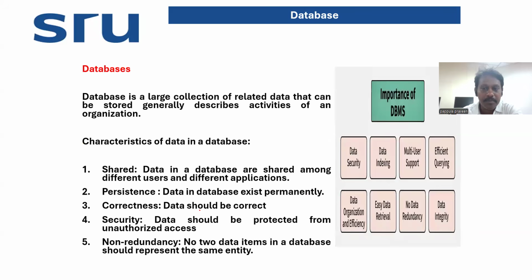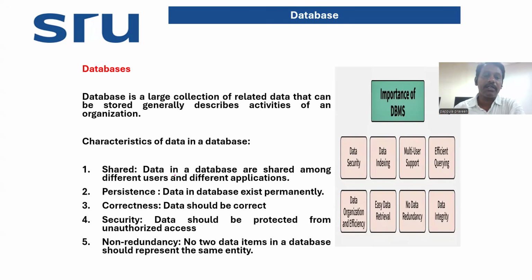Now, coming to databases, what is a database? A database is a large collection of related data that can be stored and generally describes the activities of an organization. Simply remember, a database is a collection of interrelated data. We store it in data repositories. The characteristics of the data in databases: the first characteristic is shared. Data is shared, data is persistent, data is correct, data provides security, and there is no redundancy. These are the characteristics of the database.